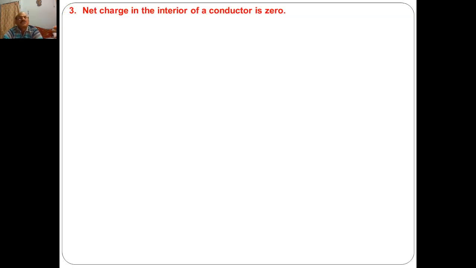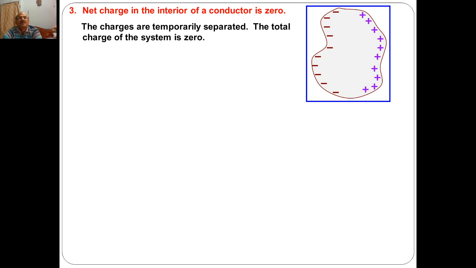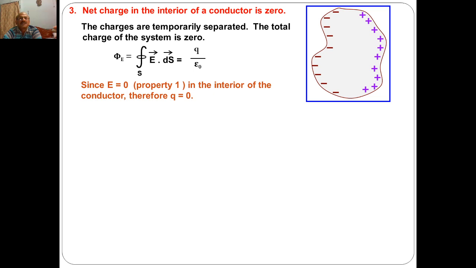Next property: the net charge in the interior of a conductor is zero. Let us see. If we use Gauss law, which says the surface integral of E dot ds is equal to q by epsilon naught, but property one says the electric field inside the conductor is zero, so putting E equal to 0 means q by epsilon naught equals 0, so q equals 0.